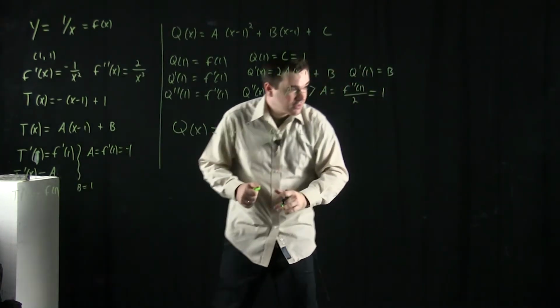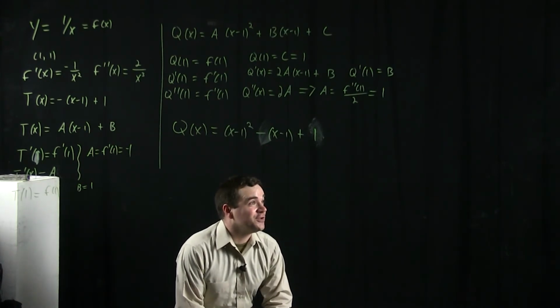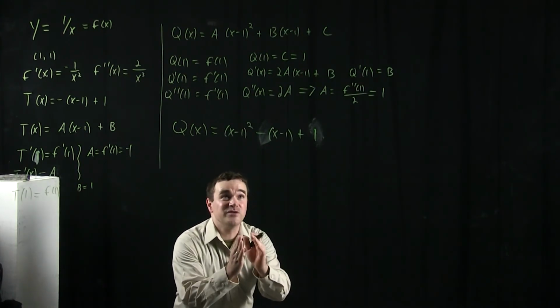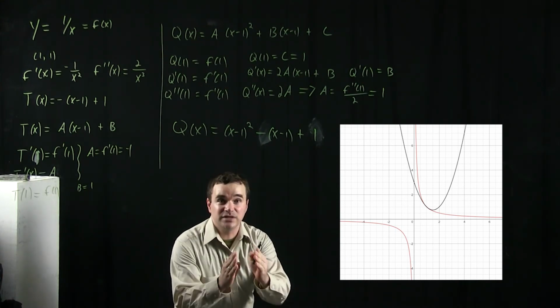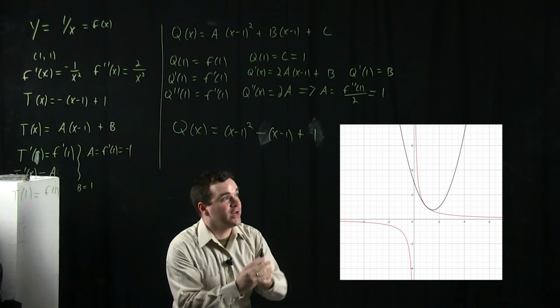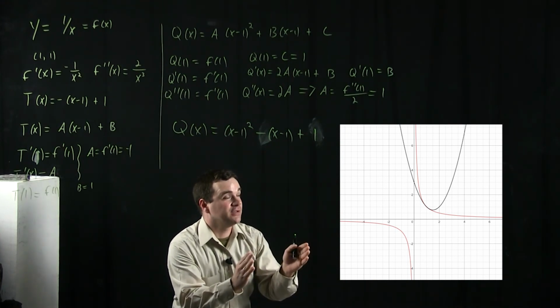And let me come over here and let me now show you that quadratic function plotted against 1 over x. And you can see that it sneaks right up through and it gives a great approximation.